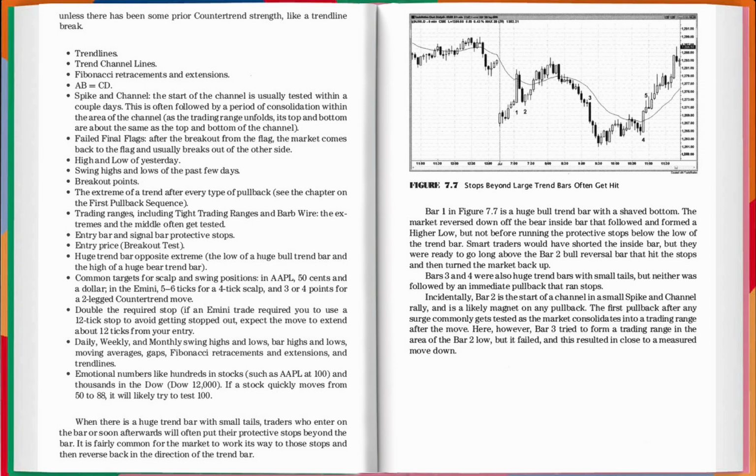Bars 3 and 4 were also huge trend bars with small tails, but neither was followed by an immediate pullback that ran stops. Incidentally, bar 2 is the start of a channel in a small spike and channel rally, and is a likely magnet on any pullback. The first pullback after any surge commonly gets tested as the market consolidates into a trading range after the move. Here, however, bar 3 tried to form a trading range in the area of the bar 2 low, but it failed, and this resulted in close to a measured move down.